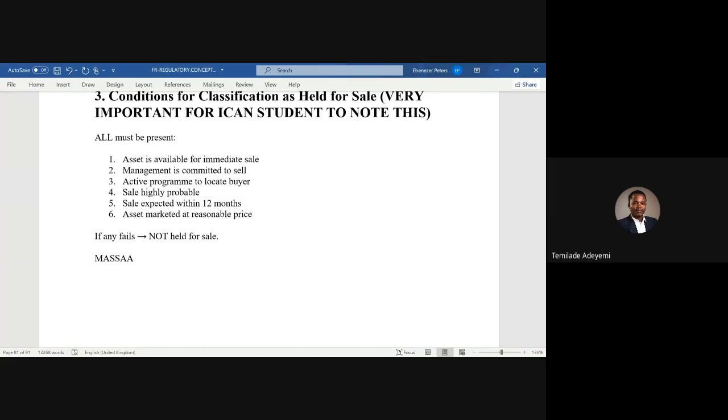So let's say in 3 months' time, we discover that we need to sell these assets for sale. Can we reclassify it and then report it during our reporting period in 3 months? Are we allowed to do that? Yes, you are allowed to do that.